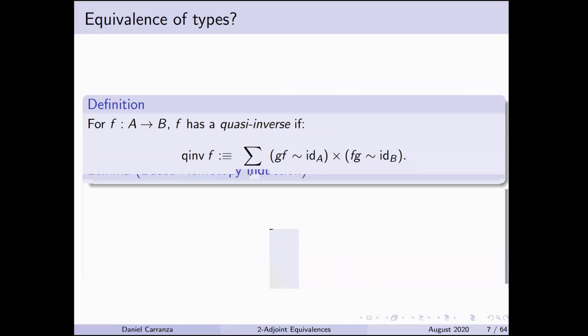So now we're ready to talk about an equivalence of types. The first thing we're going to do is define what a quasi-inverse is. For a function f from A to B, we say f has a quasi-inverse if it has an invertible map in the way that we would expect. Constructively speaking, the type of quasi-inverses is a triple. It consists of a map from B to A and two homotopies that say that these composites are homotopic to the identity.